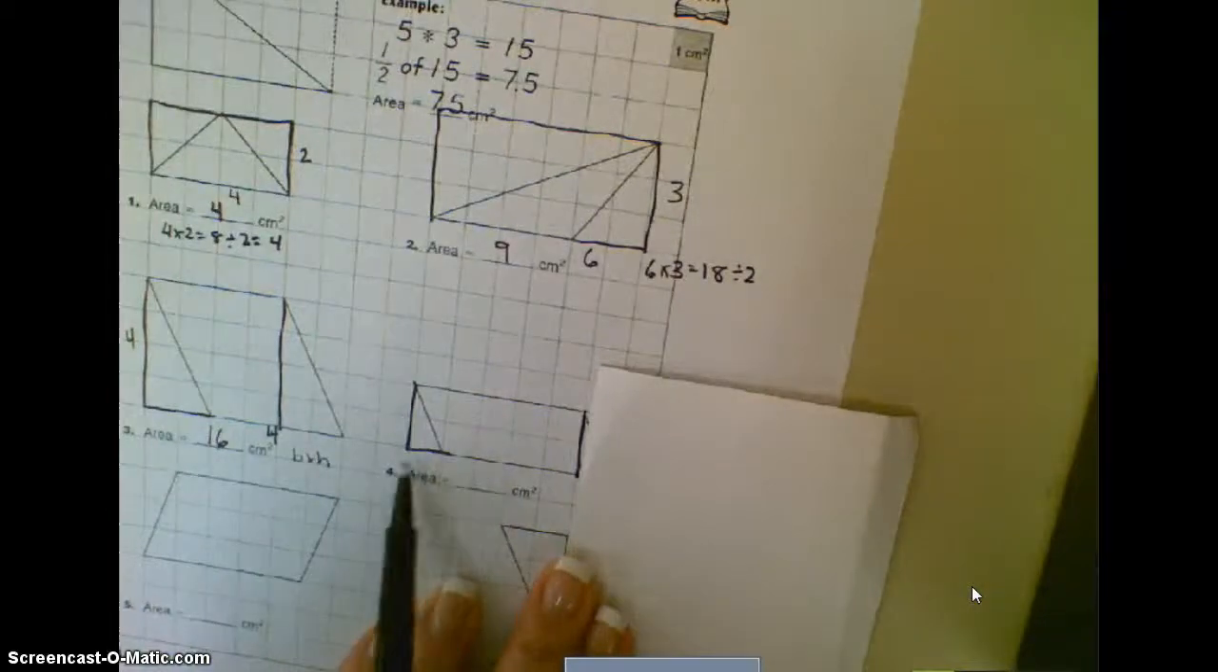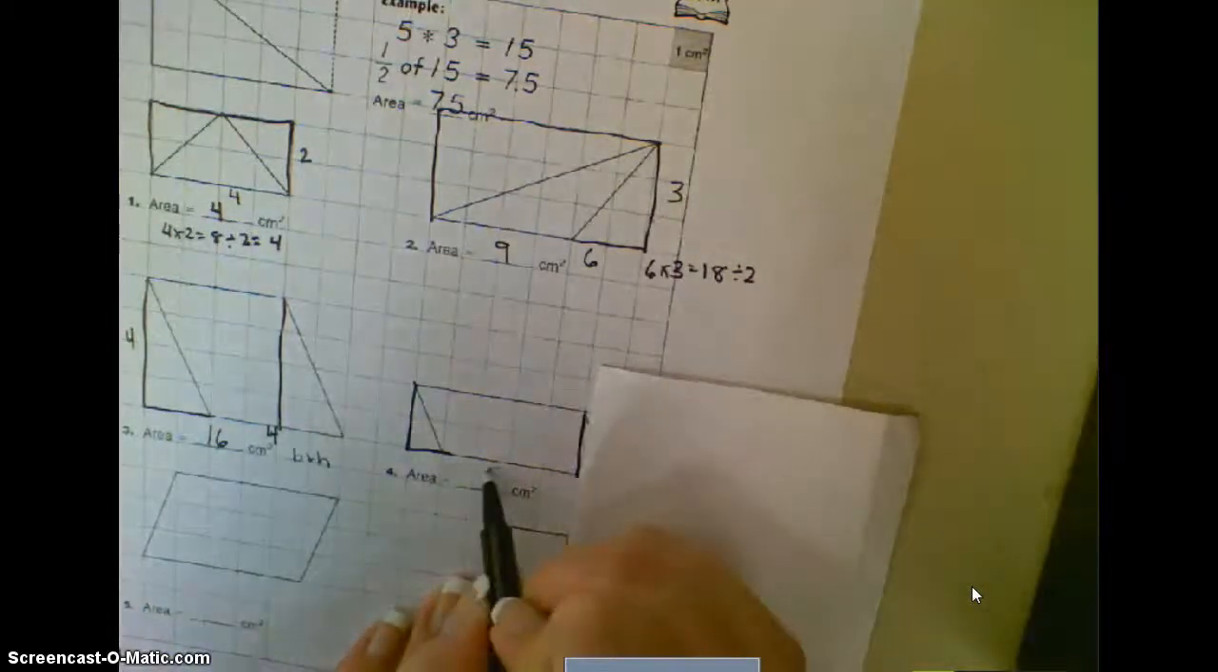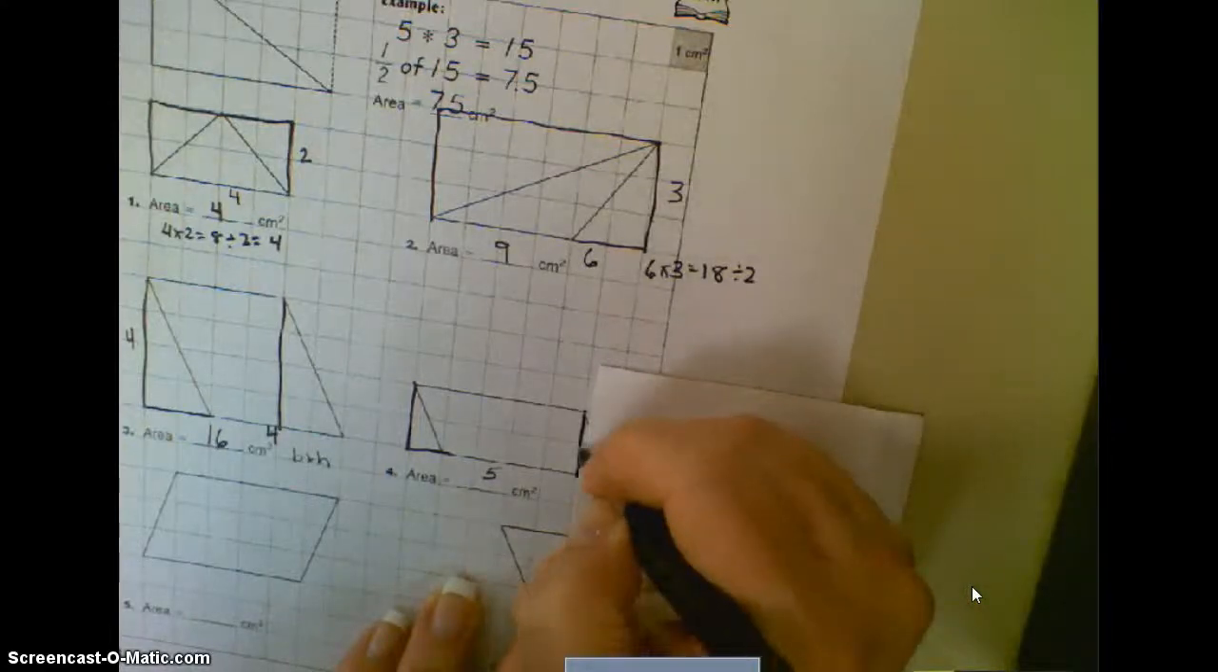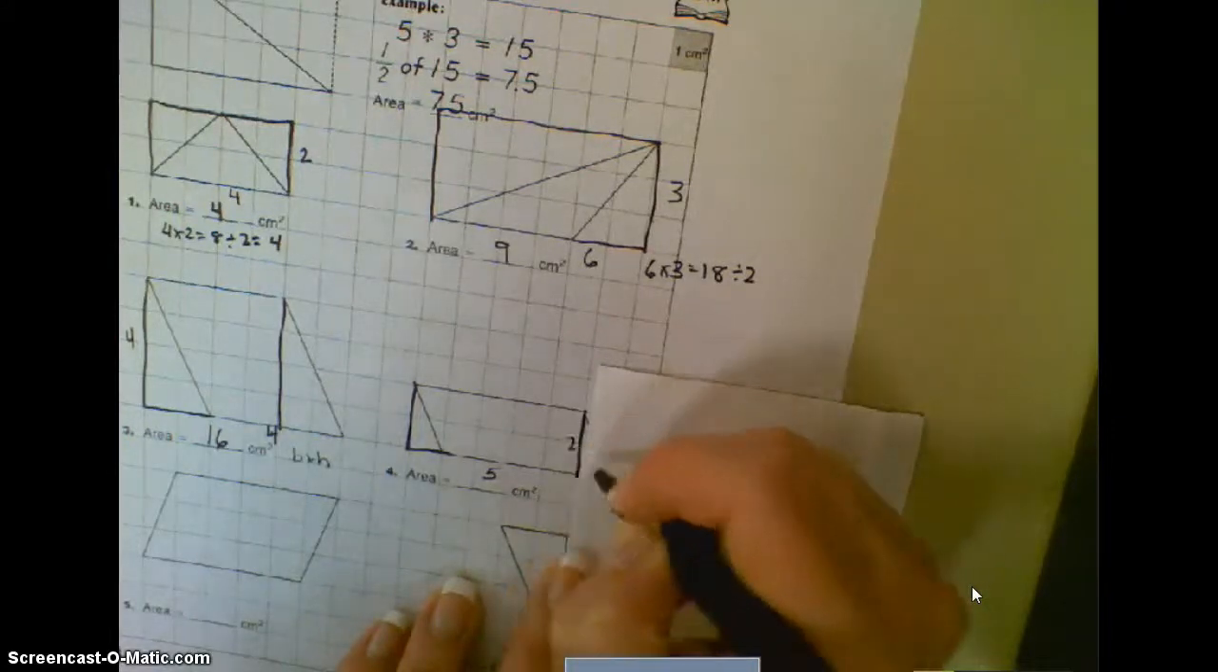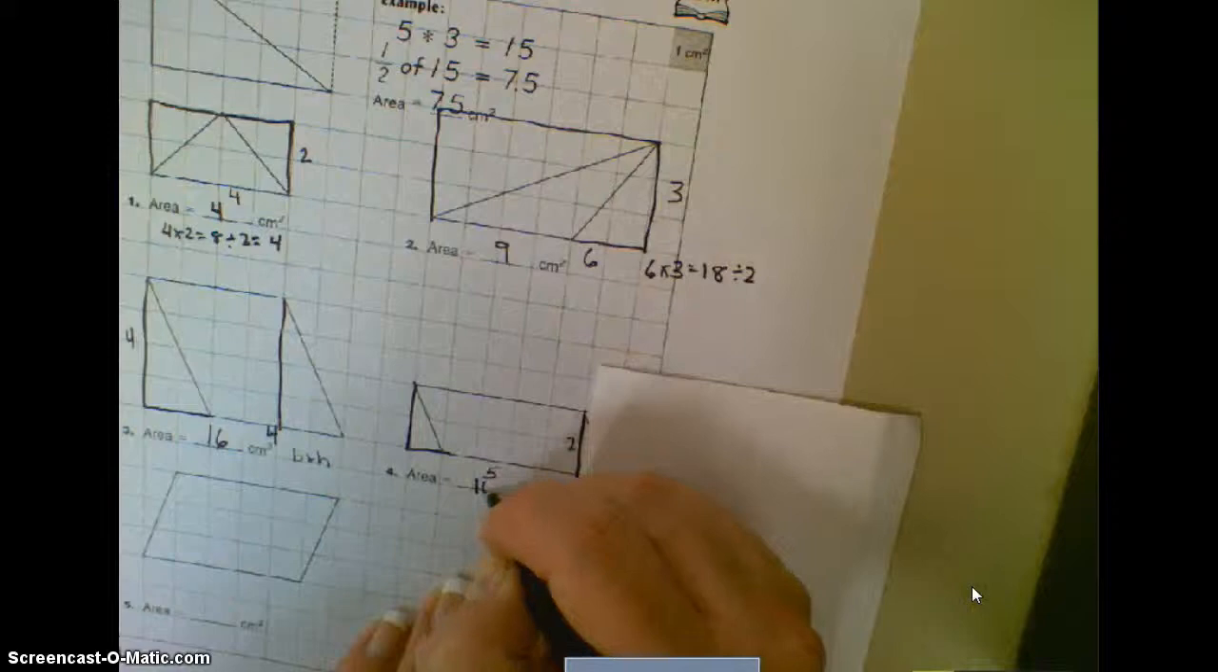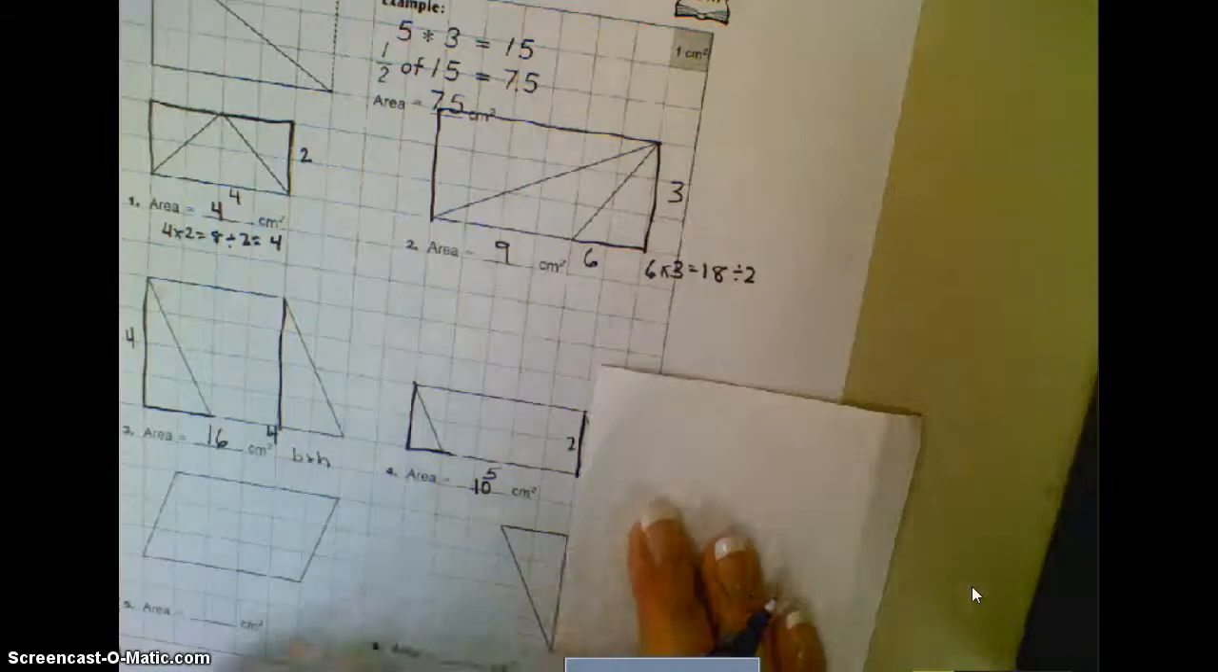So let's find our base. 1, 2, 3, 4, 5. Our base is 5. And our height now is 1, 2. 5 times 2 equals 10 centimeters squared. Okay.